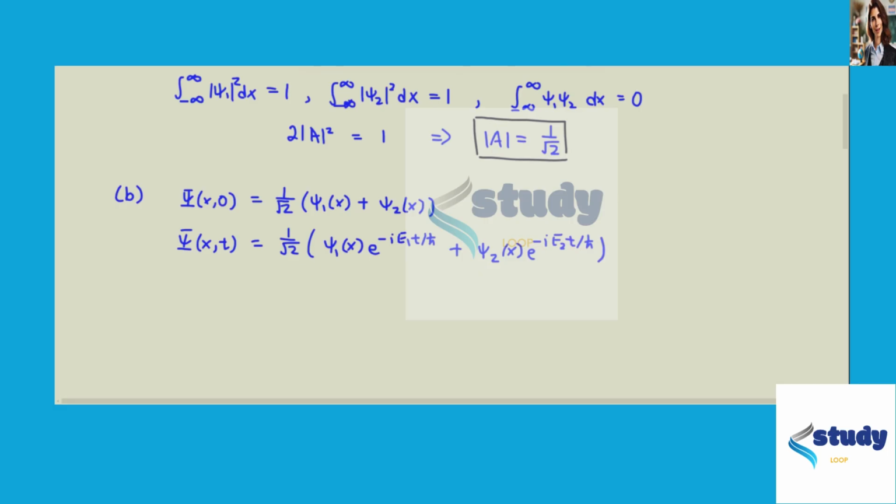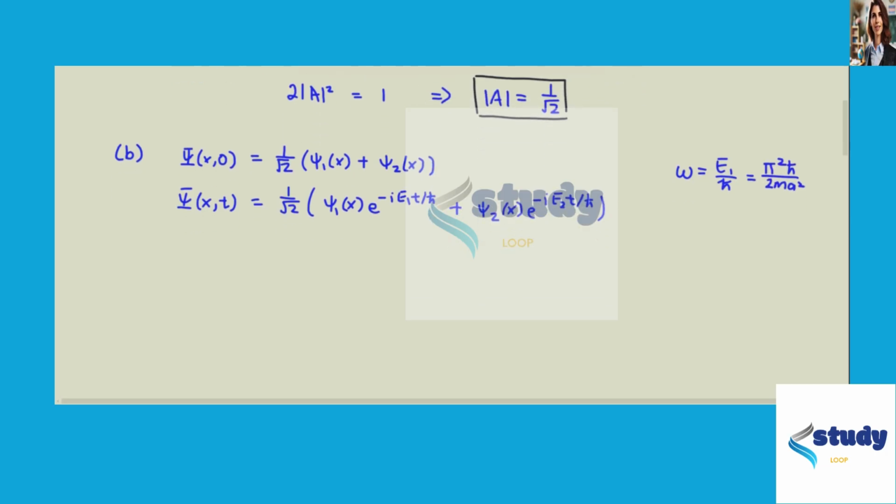Then we define omega as E1 over h bar, which is pi squared h bar over 2 m a squared. So we can simplify psi(x, t) to become psi 1(x) e to the minus i omega t plus psi 2(x) e to the minus i 4 omega t, because E2 is 4 times E1, so the omega will be 4 times. Okay, so this is the wave function at time t.